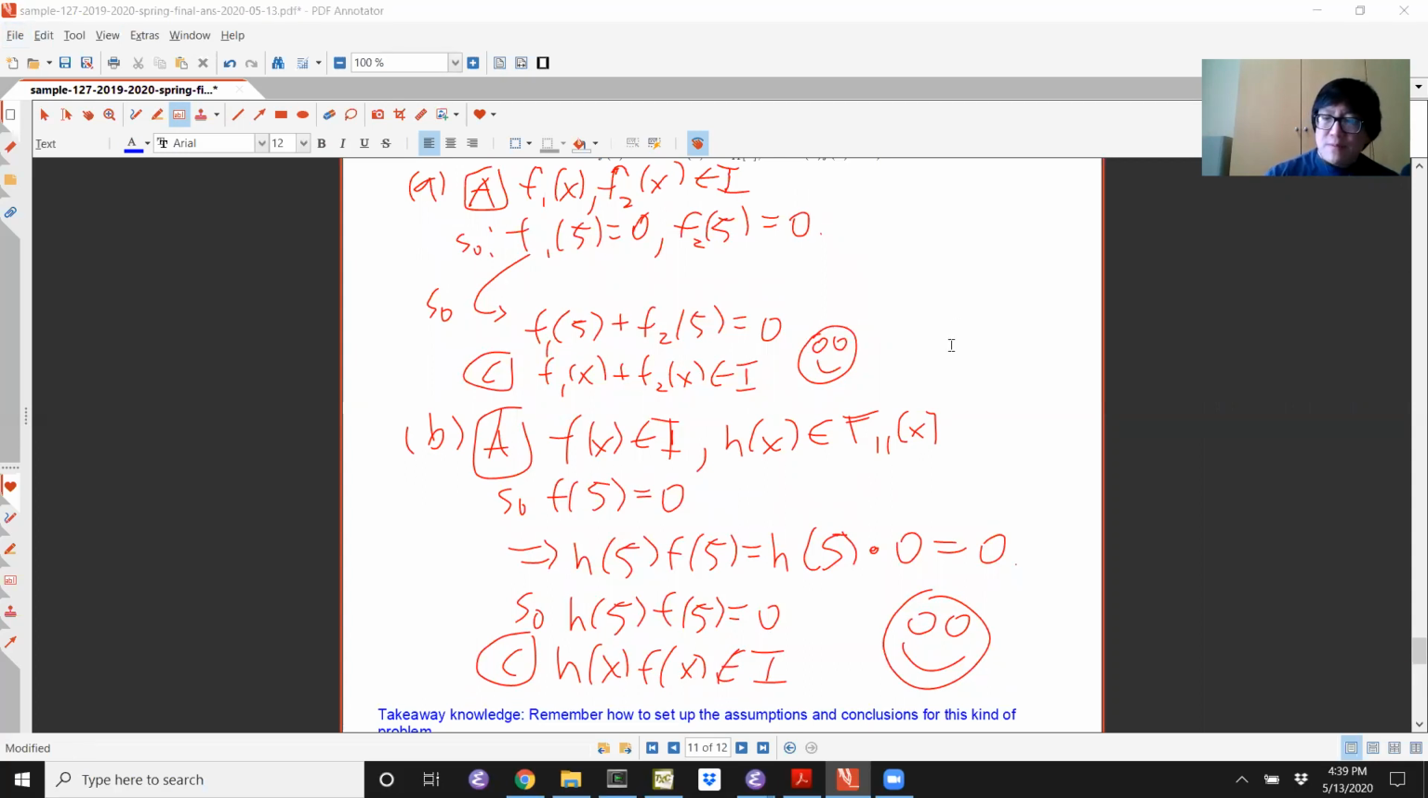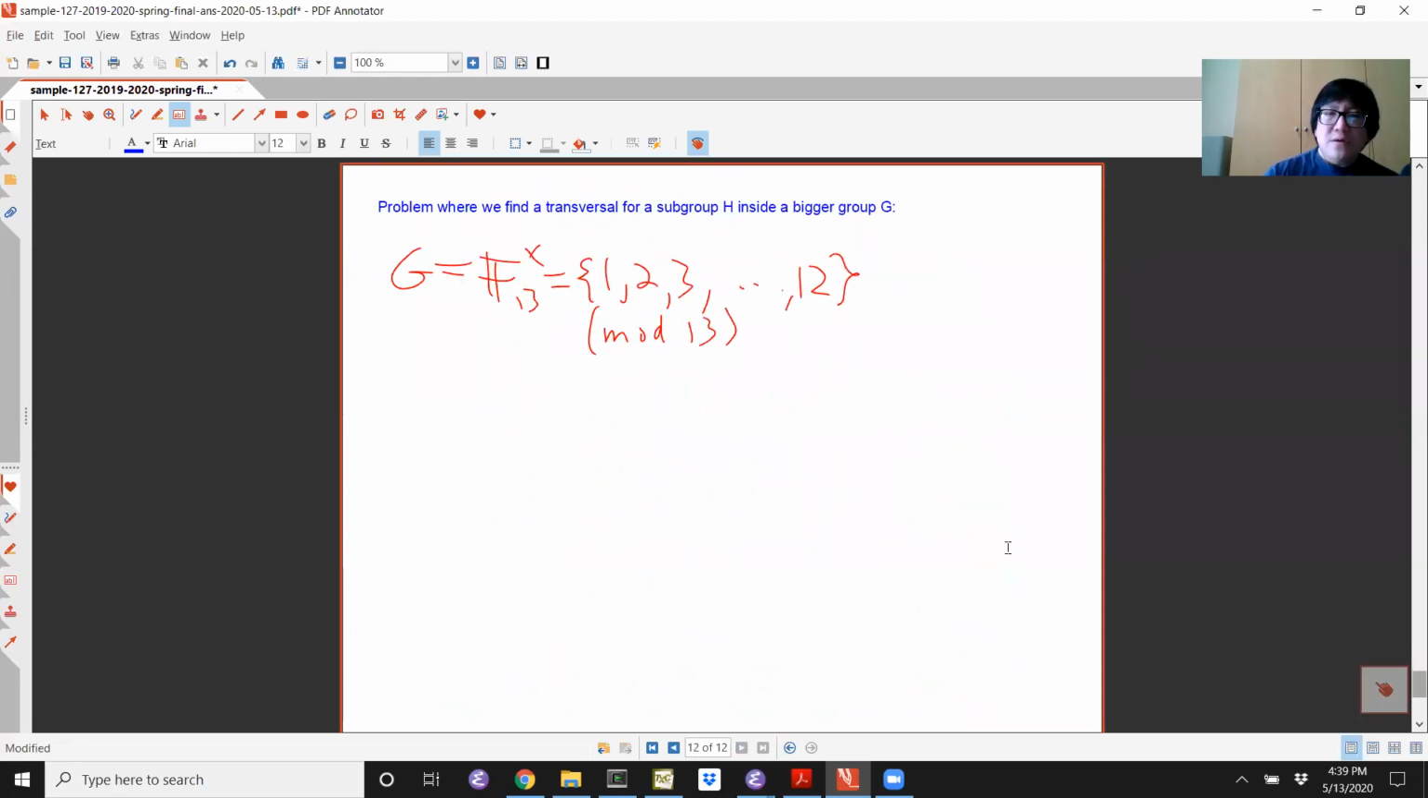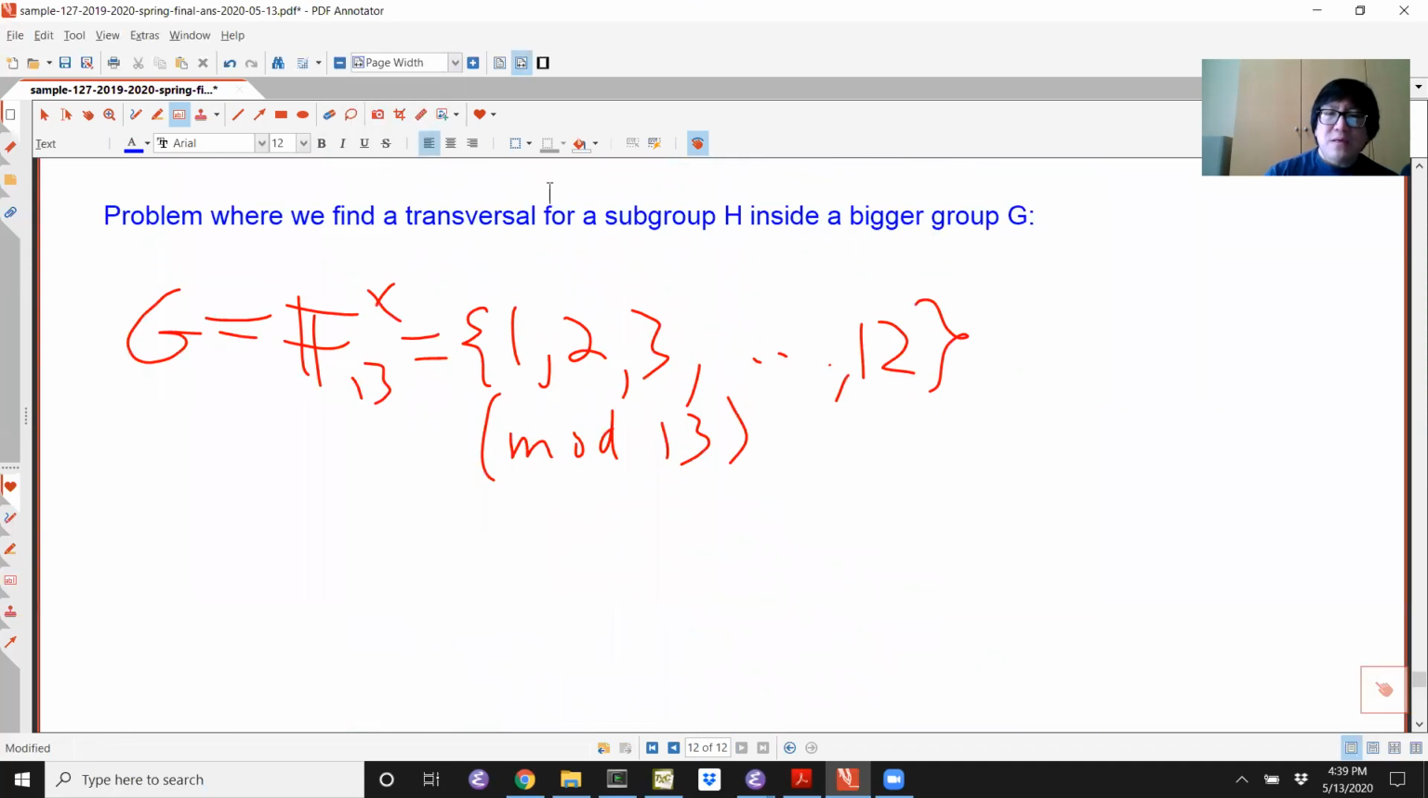Okay. Let me get back to John B's question. We're doing a problem where we find a transversal for some subgroup H inside a bigger group G, and let me see. I hope. Oh yeah, actually I know this is going to work.